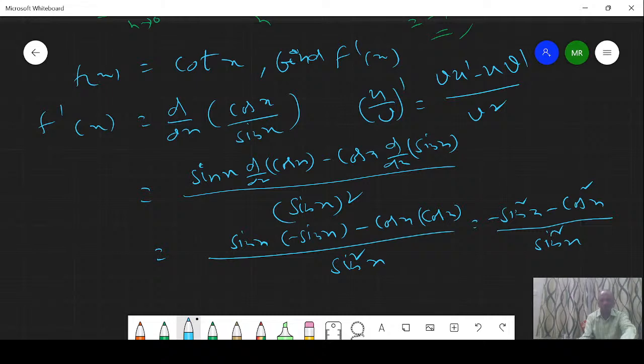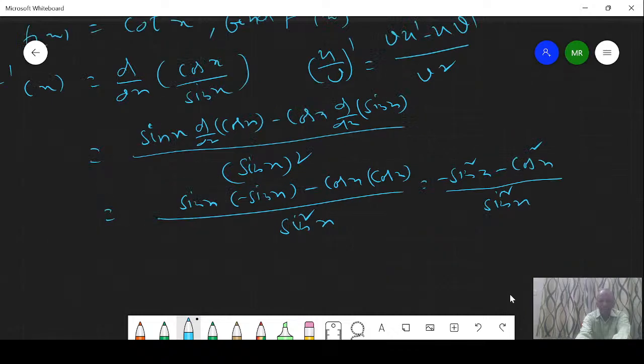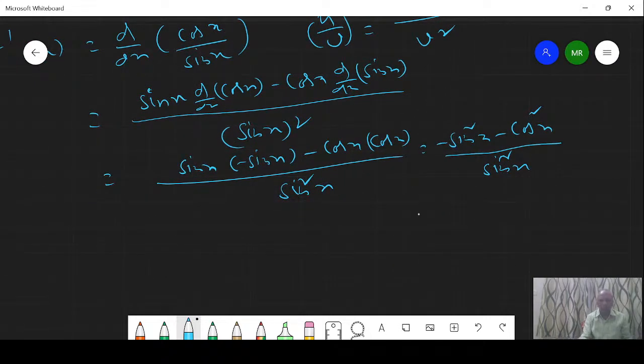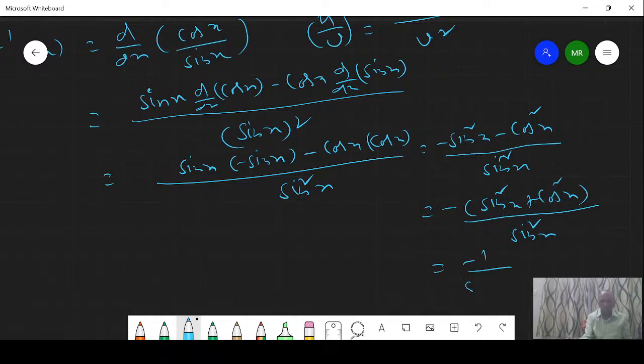We got it like this, right? Here I can take minus common. If we take minus common, we get minus of sin square x plus cos square x by sin square x. Sin square plus cos square is 1, so this will be minus 1 by sin square x, which is minus cosecant square x. That will be our answer. The derivative of cot x is minus cosecant square x.